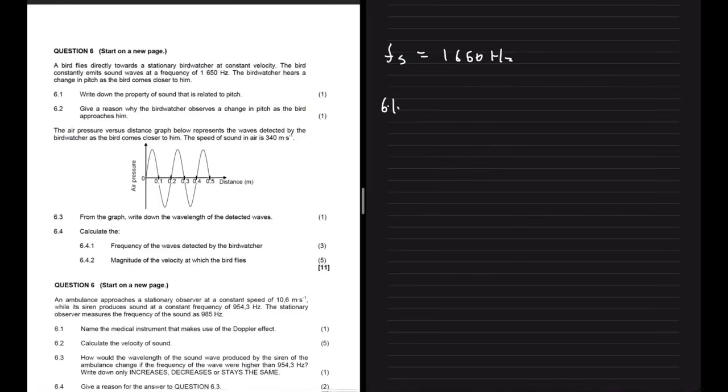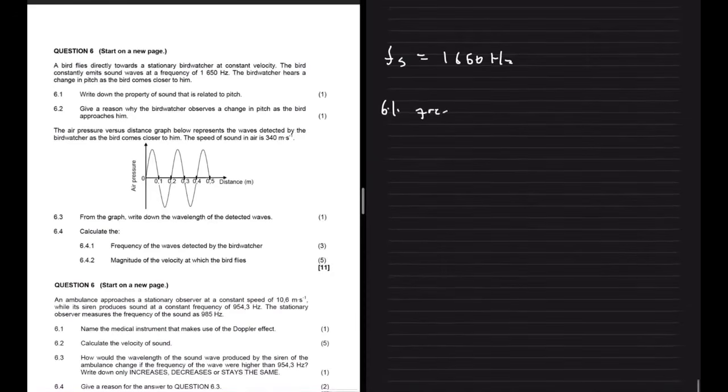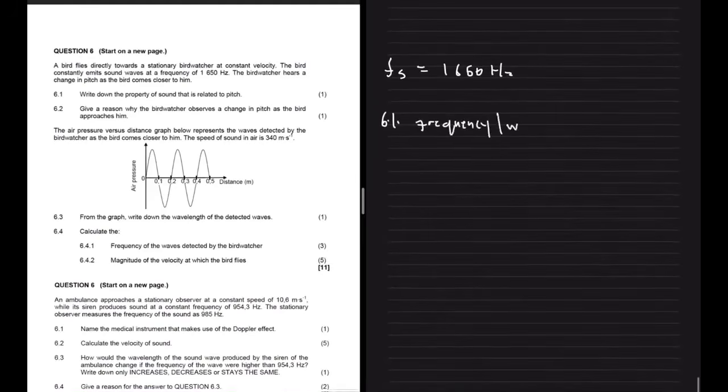6.1 says, write down the property of sound that is related to pitch. By definition, the Doppler effect is the change in frequency, wavelength, or pitch because of relative movement between an observer and a sound source. So a property that is related to pitch is frequency, right? But at the same time, frequency is related to wavelength. So we're going to write wavelength slash frequency, like I just did.